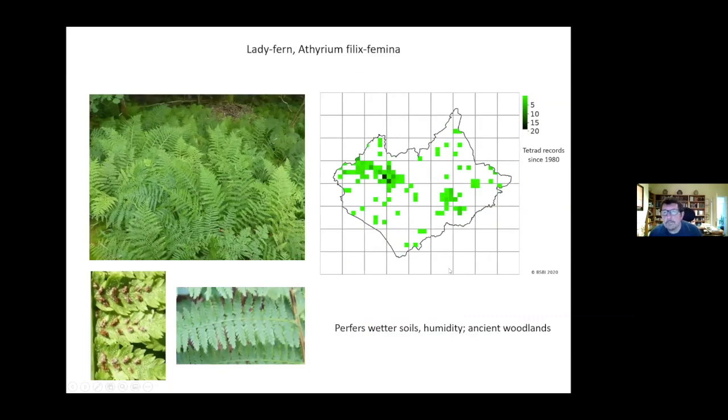The lady fern, this prefers much wetter soils and humidity, and really a feature of ancient woodlands. Again, we find it in the ancient woodlands up here in Charnwood, and these here in the Leafield forest. It's only really occasional everywhere. You'll find it in a very wet ditch. We find it in a bit of scrap of old woodland, and it's got a stream going through it, or very wet. Unless it's wet, you really don't get it.